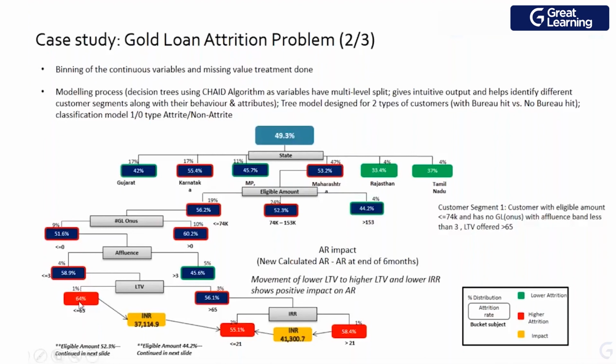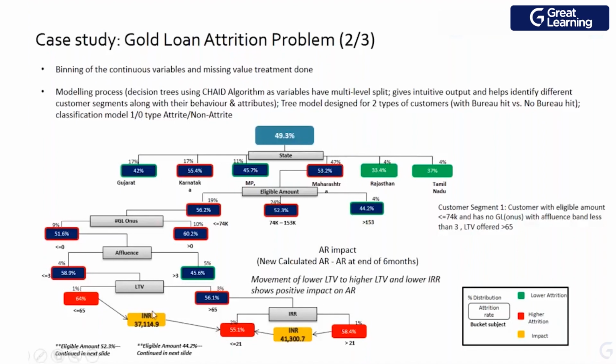And this is your impact in terms of your account receivables. There is a calculation attached to it, which I have not kept here. But this is how you have to quantify it, because just merely showing that your attrition is reducing from 64 to 55% is not going to really make your model a great one. You have to quantify it in some way or the other, and that depends on your business problem. So we see that the movement from lower LTV to higher LTV and lower IRR shows a positive impact on your account receivables.